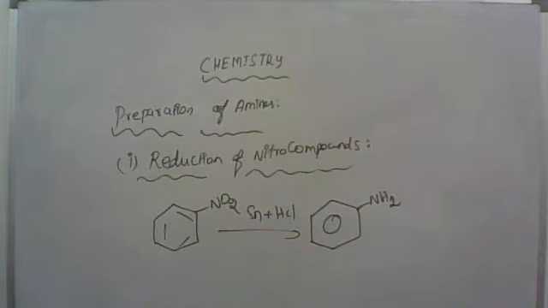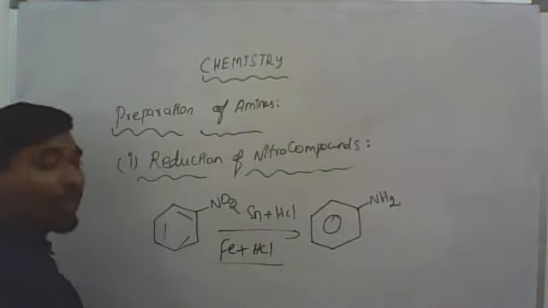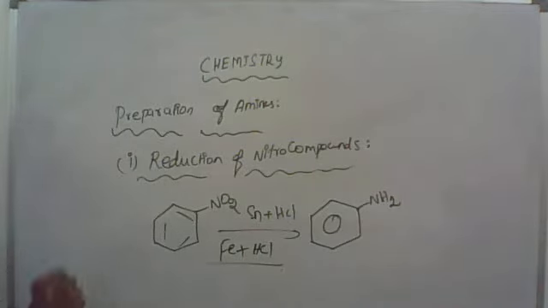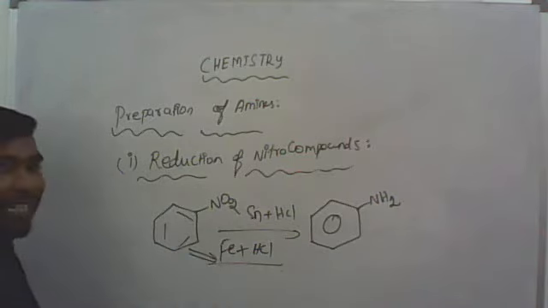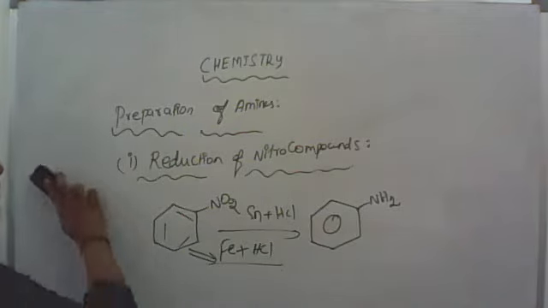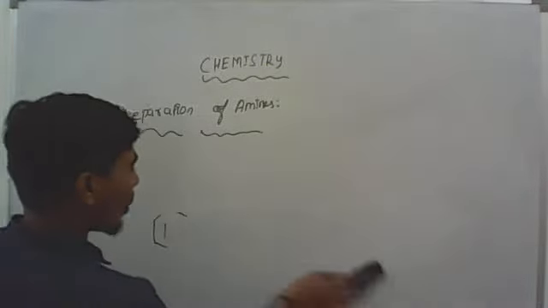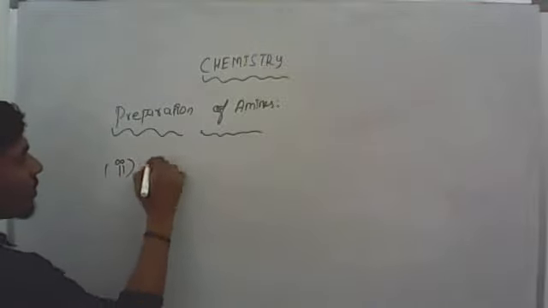But we can also use iron and HCl. This also catalyzes the reaction, and iron is used for industrial purposes to prepare amines. It's also a very important process. The next process we are going to discuss is ammonolysis of alkyl halides. It's one of the very important reactions of alkyl halide compounds. Next process, second preparation, ammonolysis.